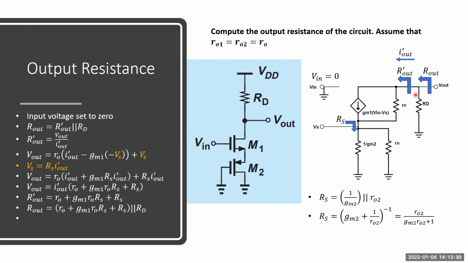What is the R out? R out is basically R prime out in parallel with RD. And we are going to get this expression for the output resistance of the circuit.